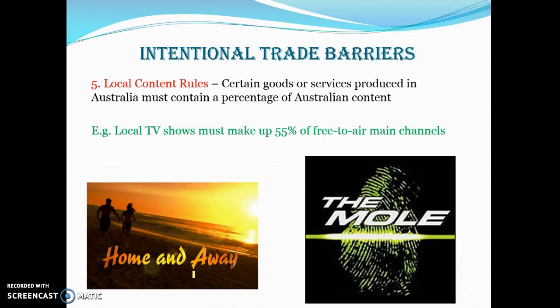Local content rules is a harder one. That's basically saying that a certain amount of goods and services produced in Australia must contain local Australian content. So there's rules from the government, particularly with TV, that they have to have a certain amount of their content that's Australian owned. It's about 55% for free-to-air channels. So local TV shows must have a certain amount of local content to keep jobs within Australia and protect Australian industries.